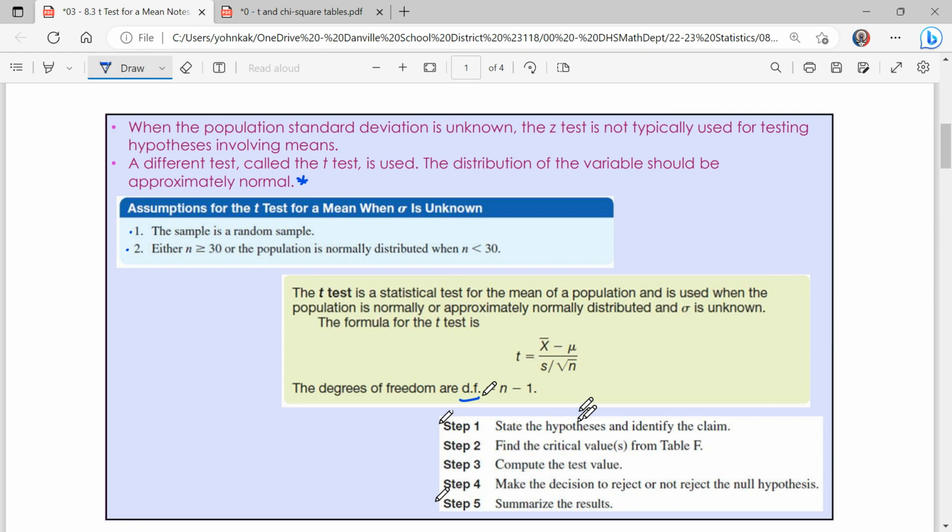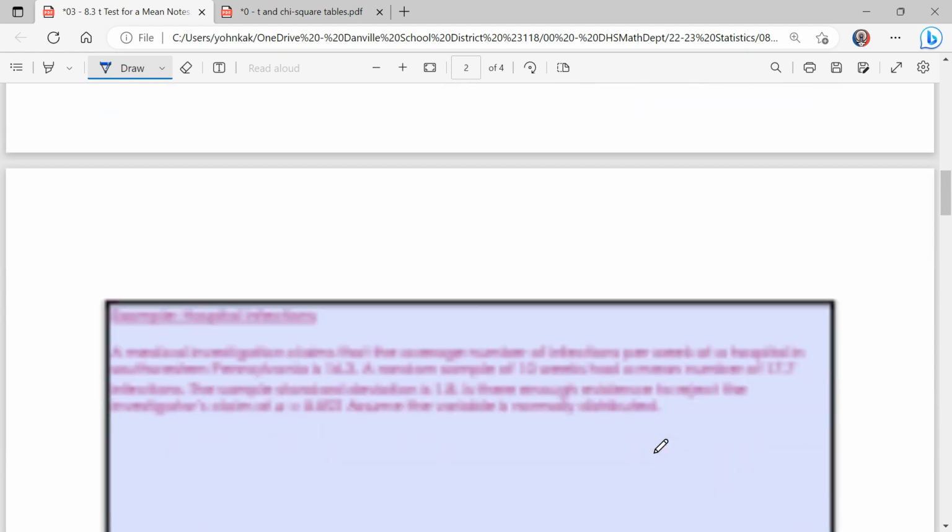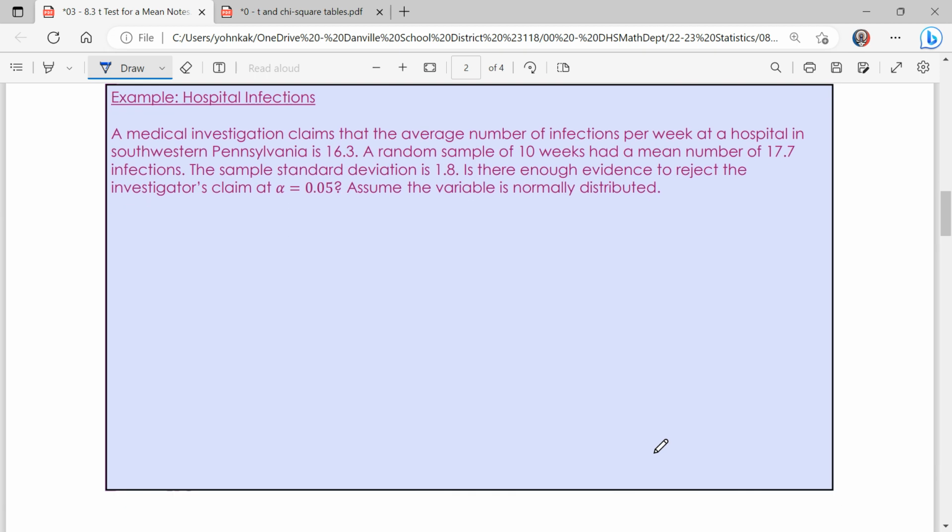Your 5 steps for a successful hypothesis test are listed below. State the hypotheses and identify the claim. Find the critical value from the table and also draw your picture. Compute the test statistic, make a decision to reject or not to reject, and then finally summarize the results. So let's see how we do one of these hypothesis tests.